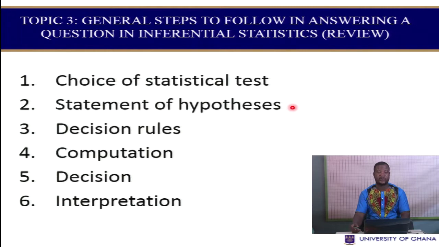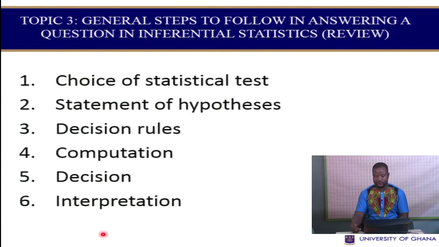You state your hypothesis. You state both your H0 and your H1. You state them in statement form, and then you symbolize them. And then you set your decision rules. You do your computation step by step, and then finally you take a decision. The decision that you will be taking here will be based on the outcome of your computation and the decision rule that you've set. And then finally you give us the interpretation of the decision that you have taken.